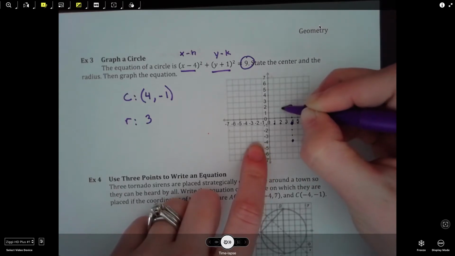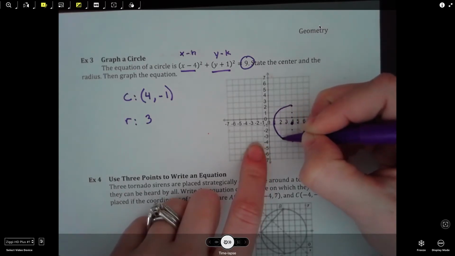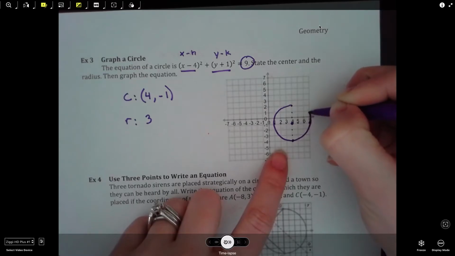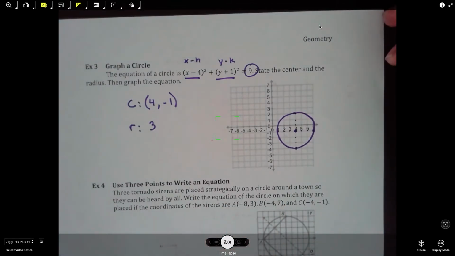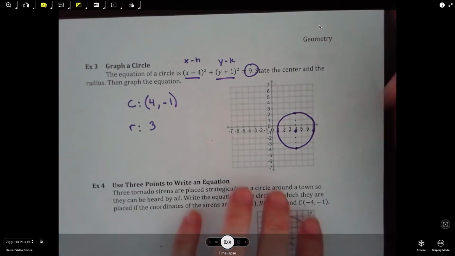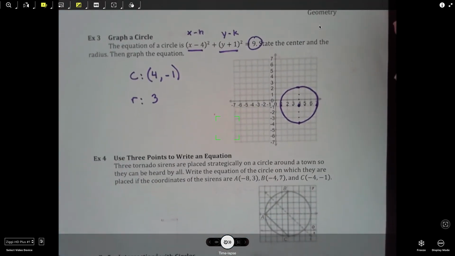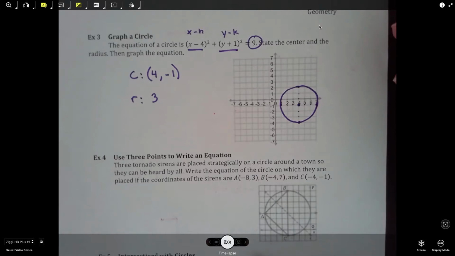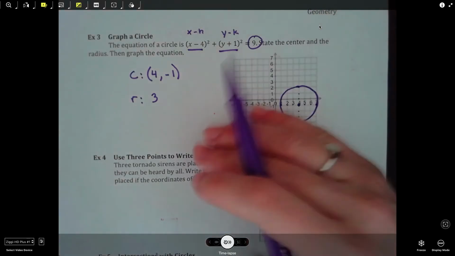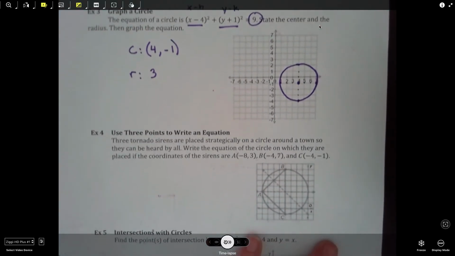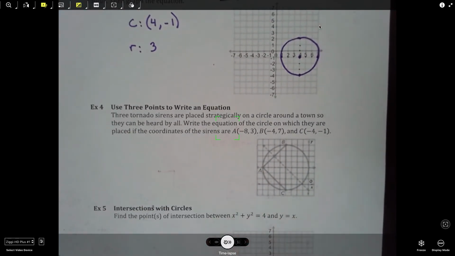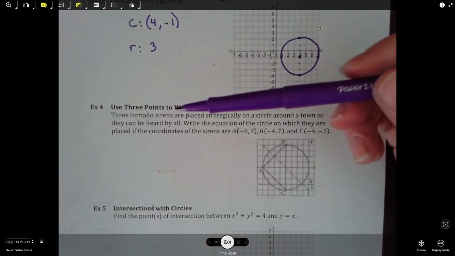And this is what my circle is going to look like. I really, really hope I can draw this nice. Just like that. Okay? That's what your circle is going to look like. Go 3 units to the left, right, up, down, and that will be what your circle looks like. So that was kind of going back the other direction, starting from the equation and drawing the information from it and drawing the circle. Okay? All right, a couple more.